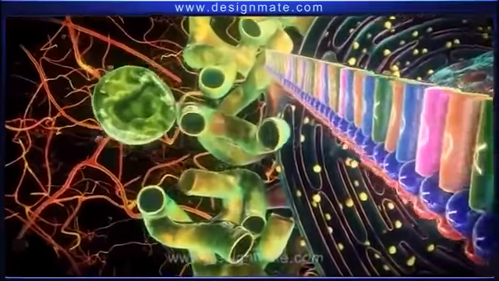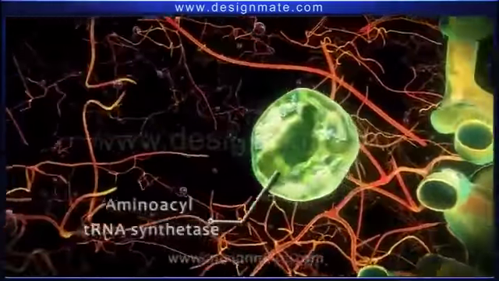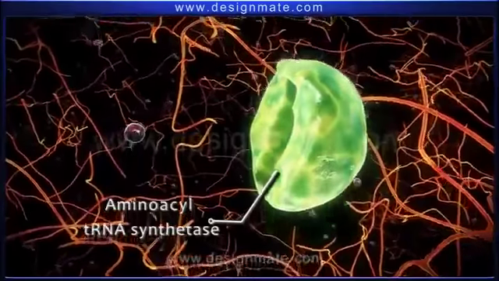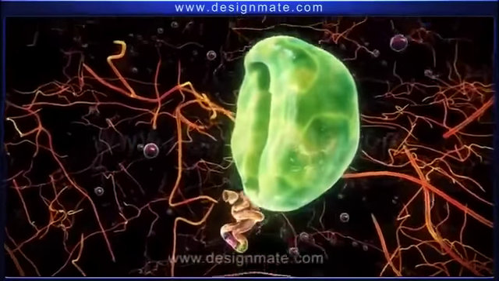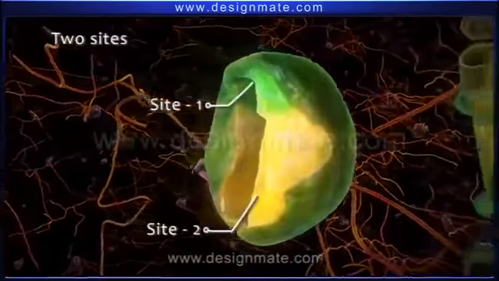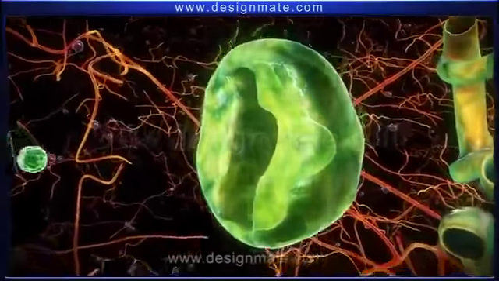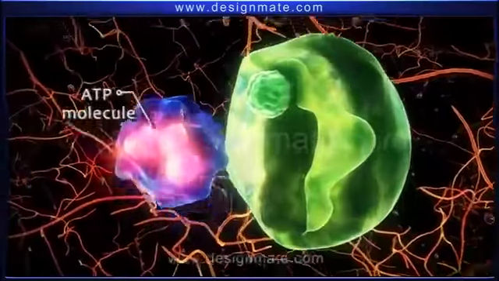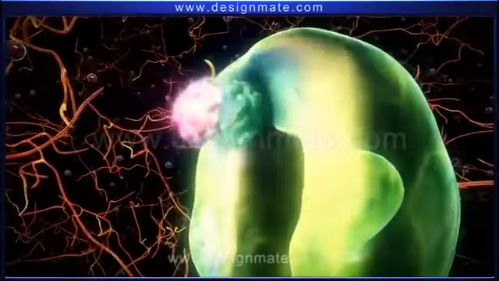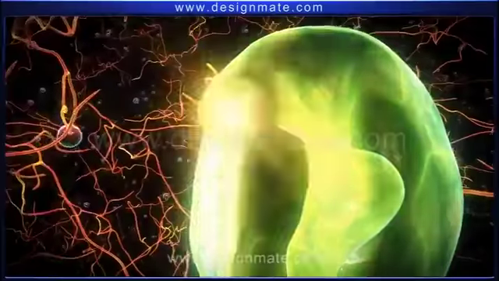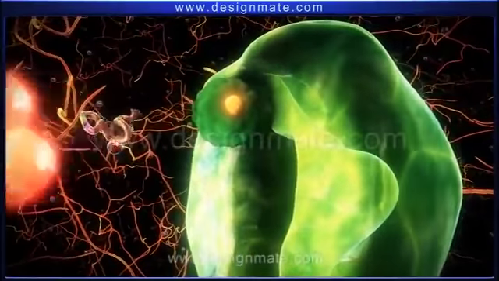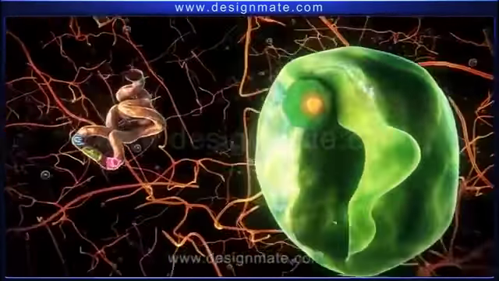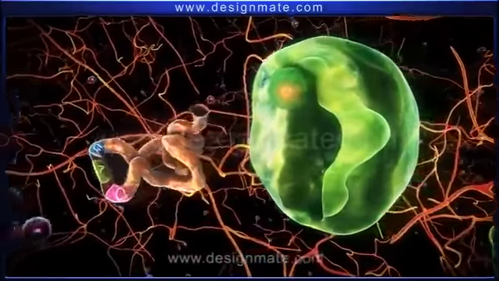Present in the cytoplasm is an enzyme, amino-acyl tRNA synthetase. The enzyme macromolecule has two binding sites. One site recognizes the amino acid methionine. This is followed by the binding of the ATP molecule and release of pyrophosphate, resulting in activation of the amino acid.